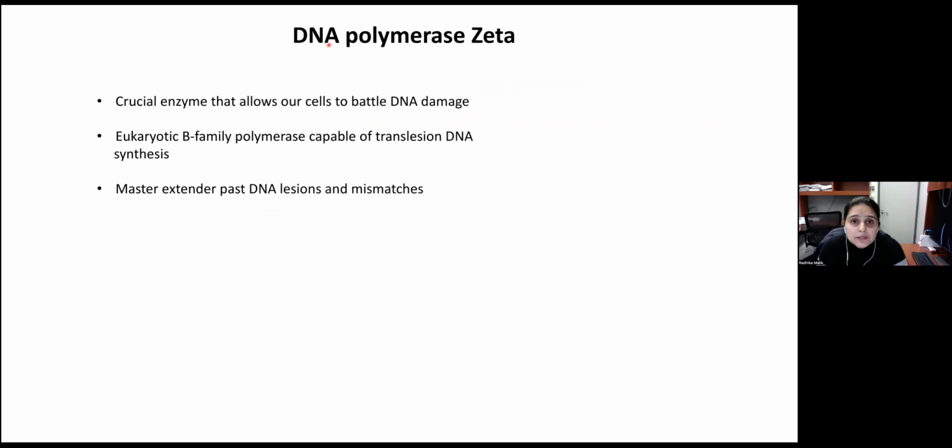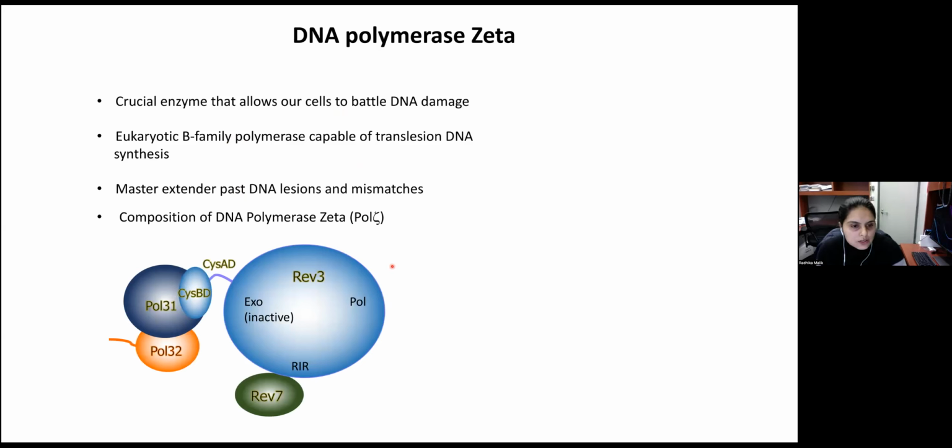So what is DNA polymerase Zeta? It's a crucial enzyme that allows our cells to battle DNA damage. It belongs to the family of high-fidelity polymerases called B family polymerases, and yet is able to do translesion DNA synthesis, wherein it acts as an extender and extends the DNA past lesions and mismatches.